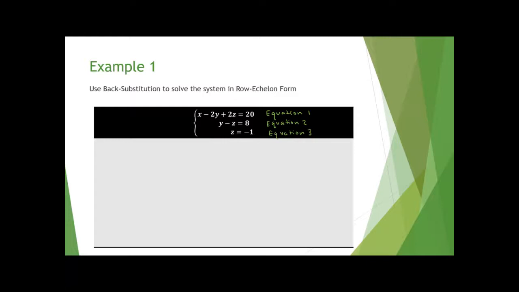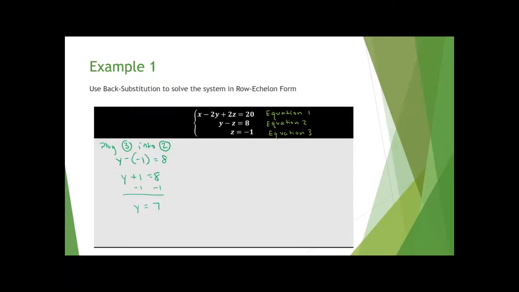What we do is take equation 3 and plug it into equation 2. I'm just using the numbers, a circle that was referring to the equation. So in equation 2, I have y minus z, but z is negative 1. So I have y minus negative 1 equals 8. Now you're just solving for y. So we have y plus 1 equals 8, and then you subtract 1 from both sides and you get y is equal to 7.